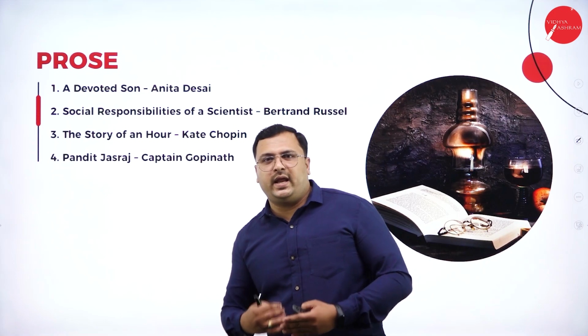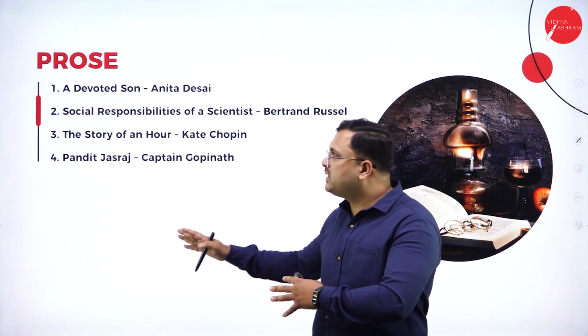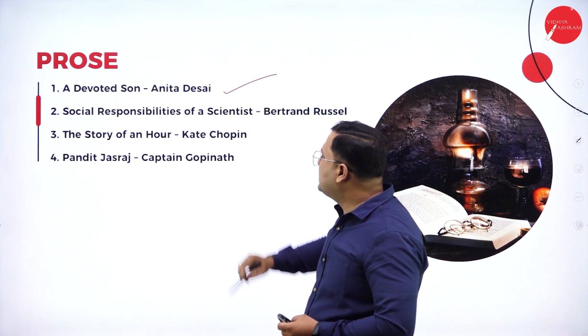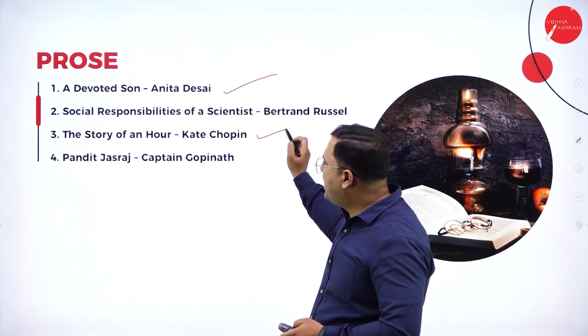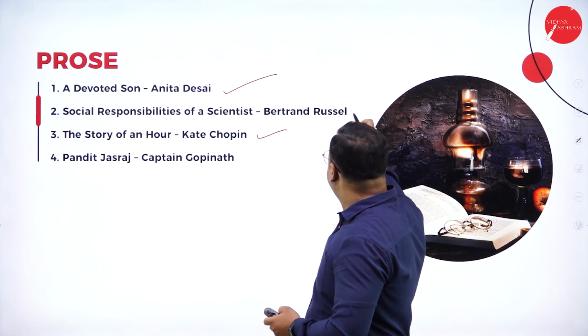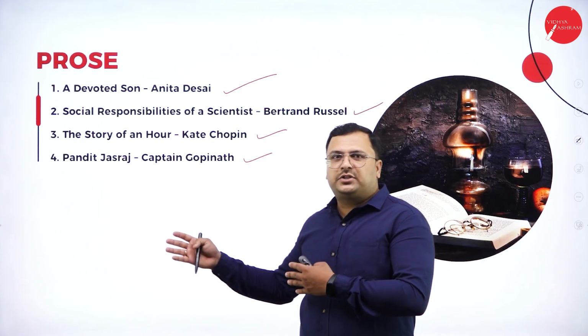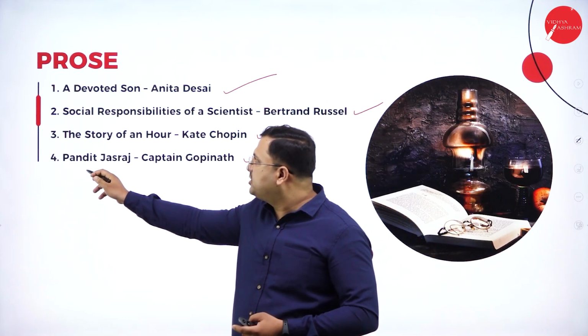After studying those 8 poems, you have the prose part. In this prose part, you have stories. A Devoted Son is a story. The Story of an Hour is a story. This is an essay, and it is an interview or an interaction with Pandit Jasraj.